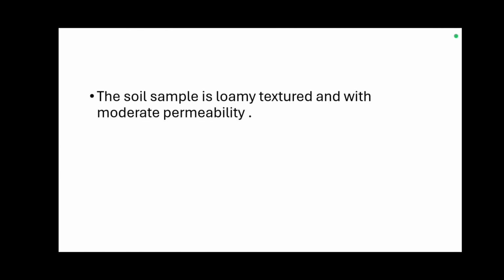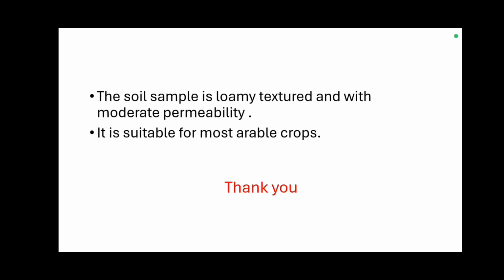Our given soil sample has a hydraulic conductivity of 4.86 cm per hour. So the soil sample is loamy textured and with moderate permeability. So our given soil sample is suitable for most arable crops. In this video, we have learned about the determination of soil hydraulic conductivity using constant head permeameter. Hope you would have understood, and thank you for watching this video.